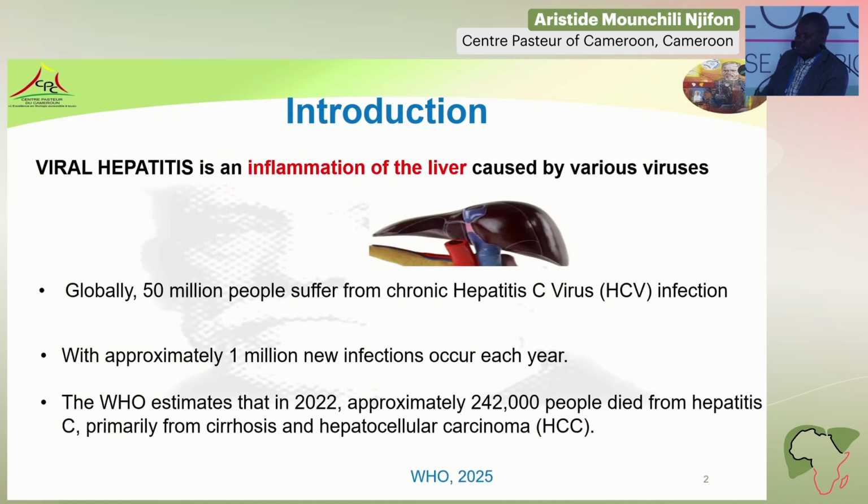Viral hepatitis is an inflammation of the liver caused by various viruses. According to the World Health Organization, in 2025, globally, 50 million people suffer from chronic hepatitis C virus infection, with approximately 1 million new infections occurring each year. The WHO estimates that in 2022, approximately people died from hepatitis C, primarily from cirrhosis and hepatocellular carcinoma.